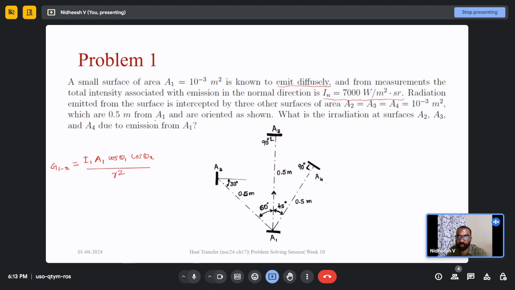Why can we take this normal intensity as the same as I1 in this case? If you want to look at the radiation emitted to A4, maybe we have to look for the intensity of emission in this direction, but it is given to us that this emitter is emitting diffusely, so it is emitting with the same intensity in all directions, so we can use the same value for this emission, right?